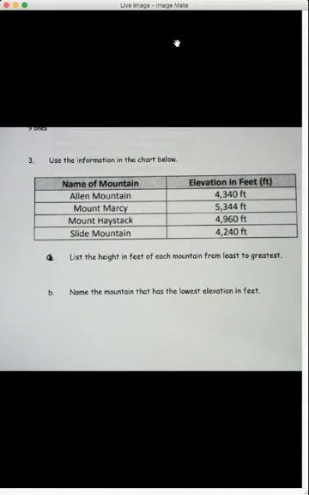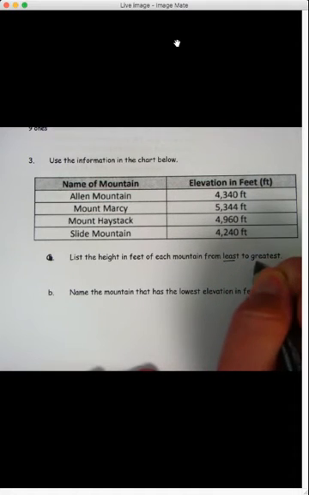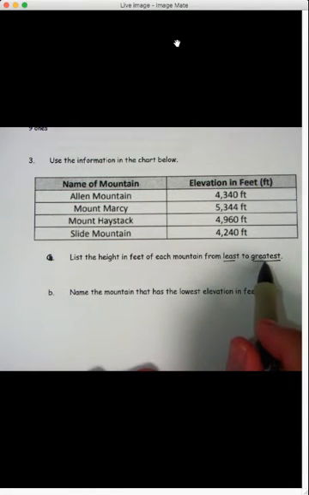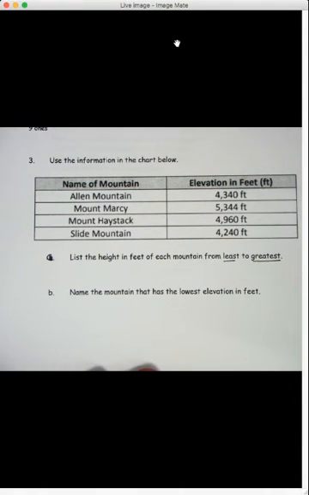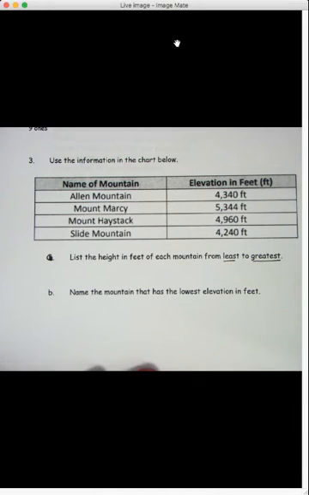Now, I want you to get in the habit of doing something. I know you can't do it on the computer, but I really want you to focus on the words it uses to ask you to put them in order. So it says from least to greatest. It makes a difference because if I did greatest to least, I would get the answers wrong. So least means the smallest and greatest means the biggest.